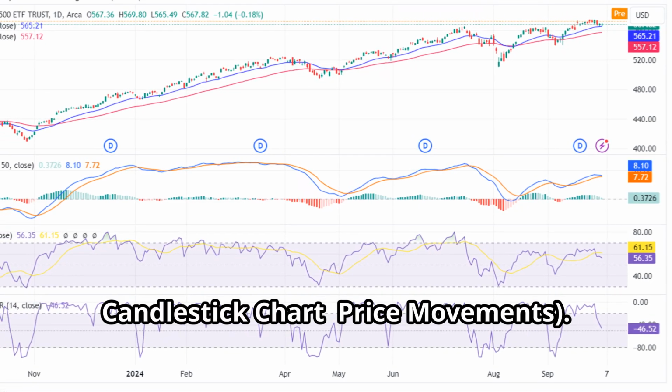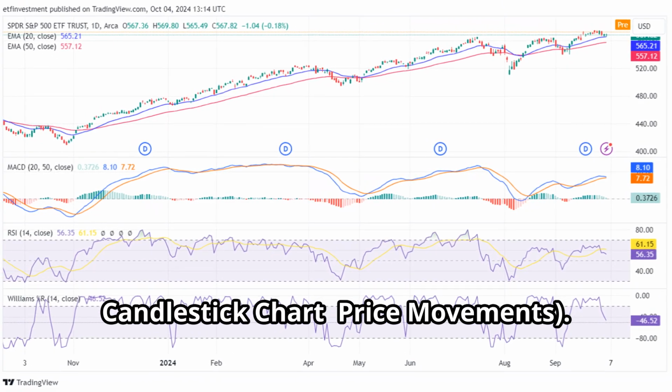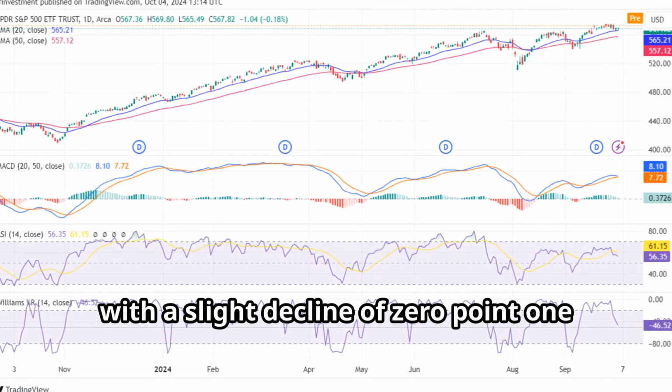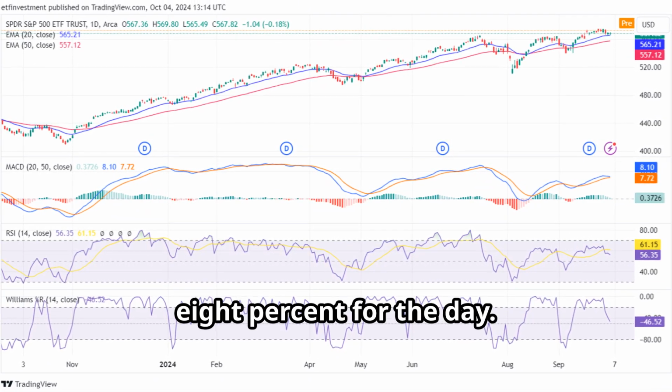1. Candlestick chart, price movements. The current price is $567.82, with a slight decline of 0.18% for the day.